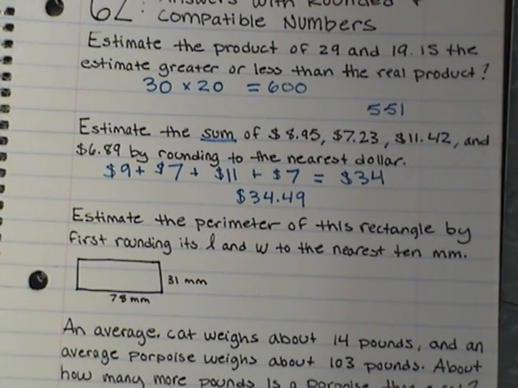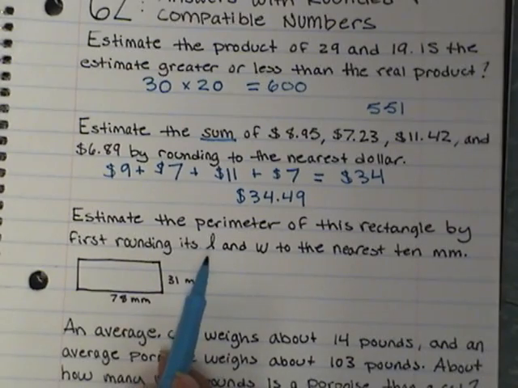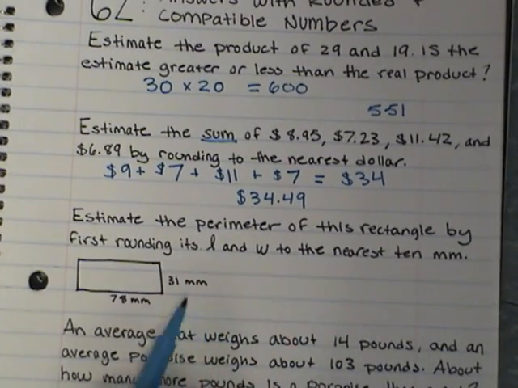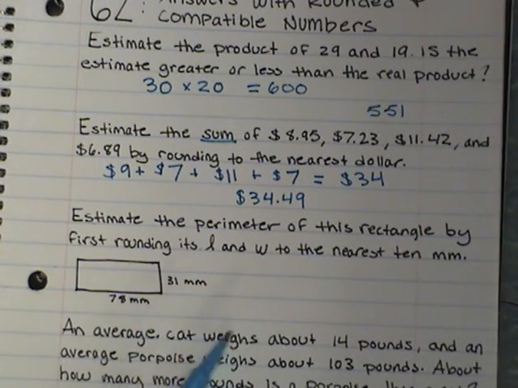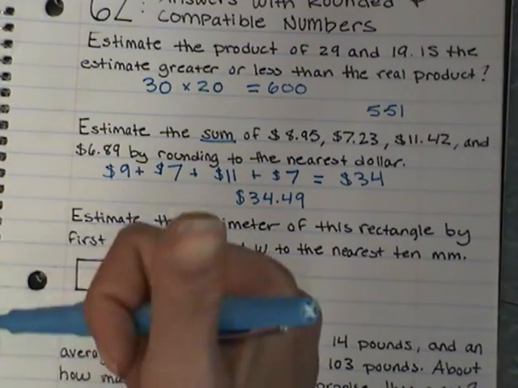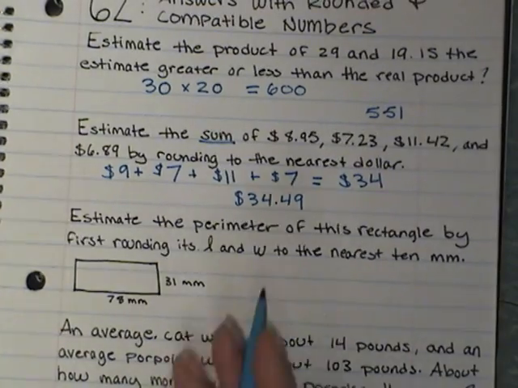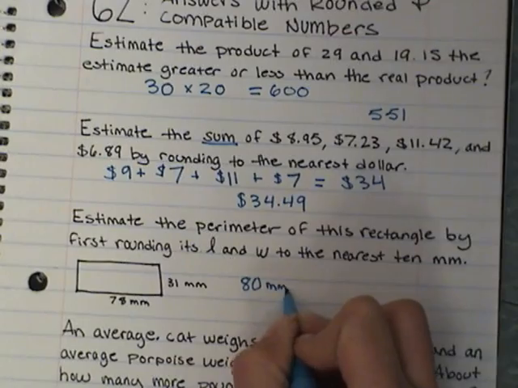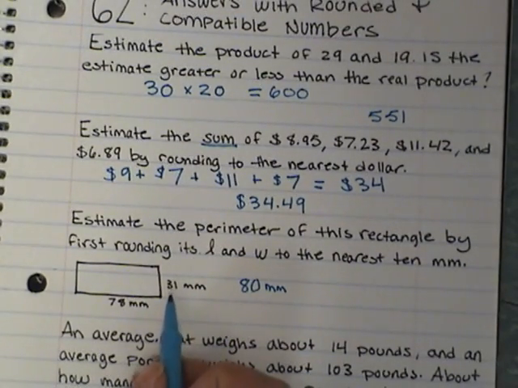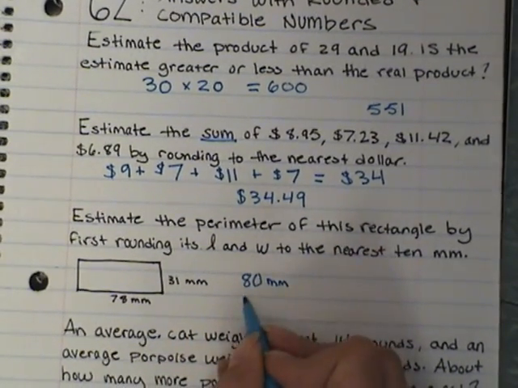Estimate the perimeter of this rectangle by first rounding its length and its width to the nearest 10 millimeters. All right, so I'm rounding to the nearest 10. If I have 78, I'm going to round that to the nearest 10, and it's above 5, so I'm going to round that up. So I'm going to round 78 to 80 millimeters. And 31, I'm going to round that down to 30 millimeters.